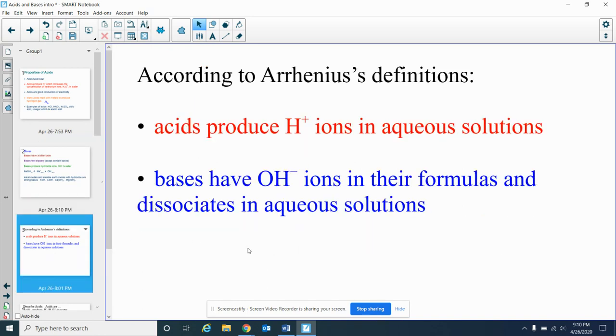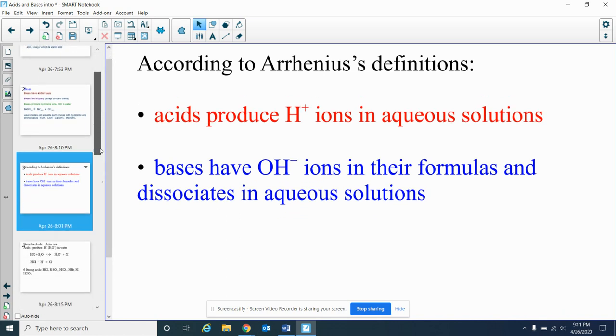So one of the oldest definitions of an acid and a base was given by Arrhenius. And Arrhenius said that acids produce H plus ions in solution, and bases have OH minus ions in their formulas, and these will also dissociate or come off in solution. So he was only looking at the H plus on acids and bases that have OH minus ions in their formula. So that describes a lot of acids and bases, but not all. His is the oldest and simplest definition of acids and bases, and this was way back in the 1800s when he came up with it.